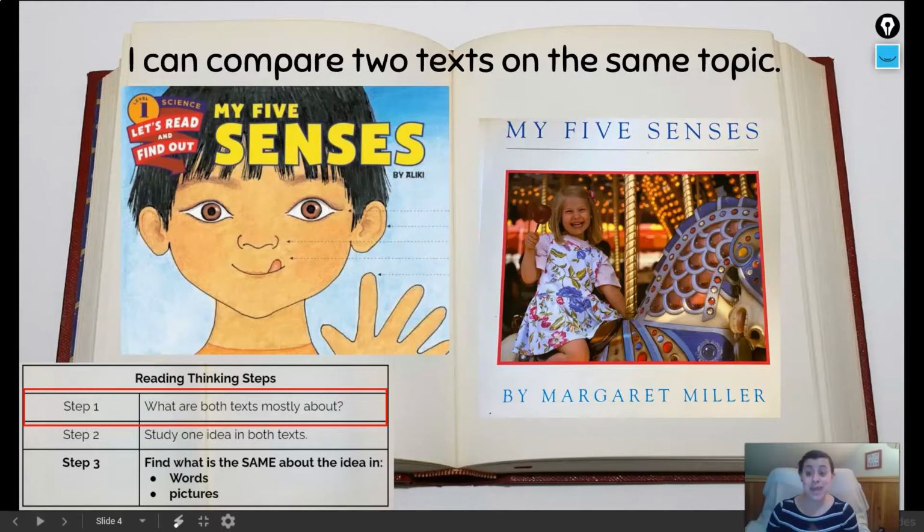You might have talked about they have the same titles. The title is My Five Senses. Both texts have a lot of pictures that show seeing, hearing, tasting, smelling, and touching. The topic of both texts is our five senses. I know that because the title says that, and I can see on both front covers, there's a boy and a girl showing us what body parts we use for our five senses, and what we can use our five senses for.